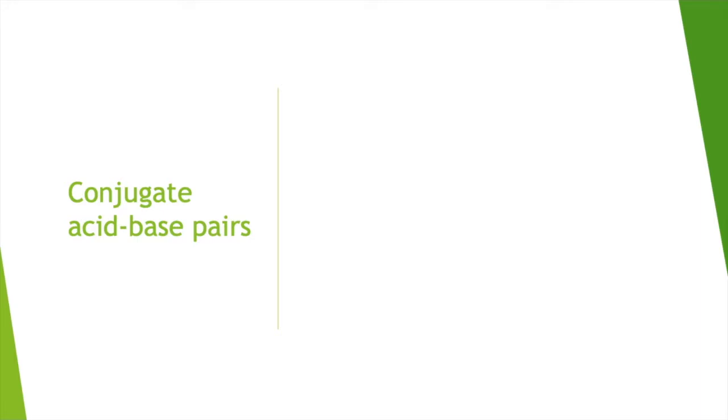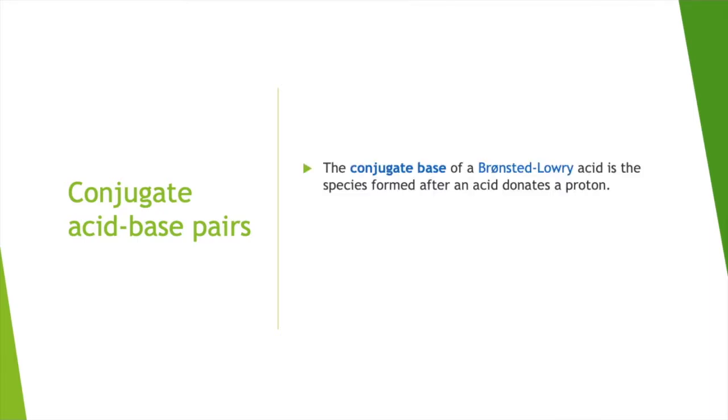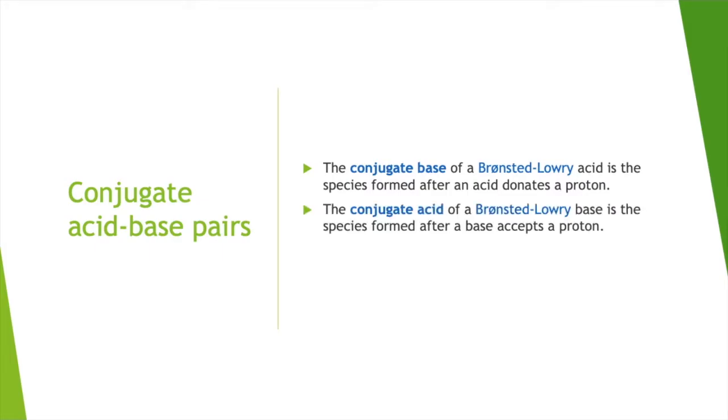In the Bronsted-Lowry definition of acids and bases, conjugate acid-base pairs consist of two substances that differ only by the presence of a proton. A conjugate acid is formed when a proton is added to a base, and a conjugate base is formed when a proton is removed from an acid.